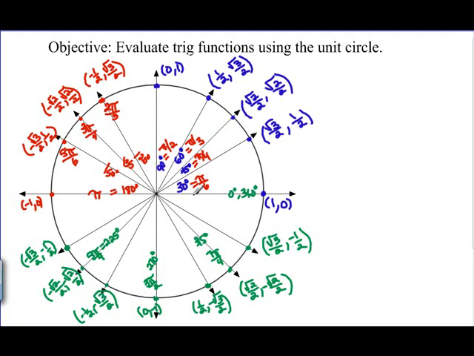Okay. And now continue with our multiples of pi over 6: 1 pi over 6, 2 pi over 6, 3 pi over 6, 4 pi over 6, 5 pi over 6, 6 pi over 6, 7 pi over 6, 8 pi over 6, but 8 pi over 6 is 4 pi over 3, 9 pi over 6, 10 pi over 6, which would be 5 pi over 3, and 11 pi over 6, or 12 pi over 6, which is also 2 pi.